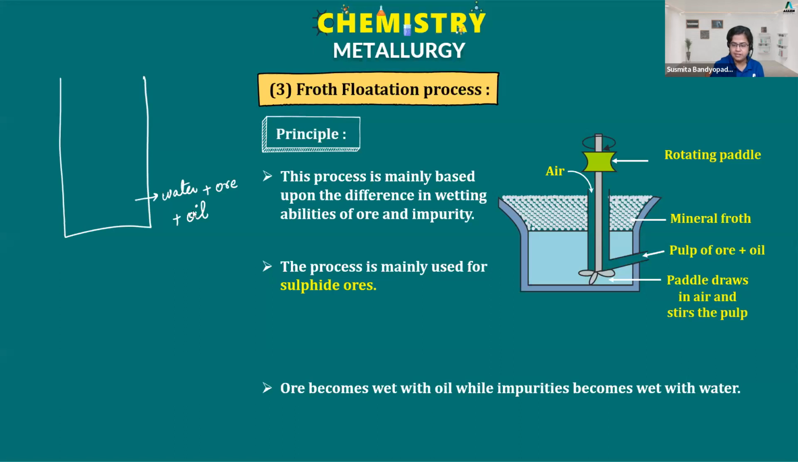And then I will ensure that a stream of air is passed, like this rotating paddle, a strong stream of air passes. Sometimes you will also see, you take some water, add some powdered detergent, Rin or whatever, Surf Excel, a little powder you put.